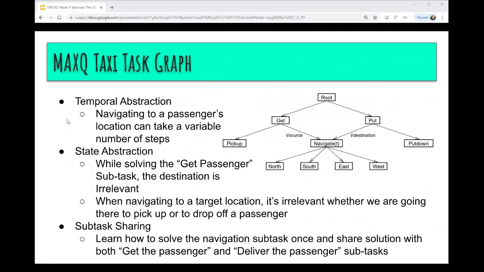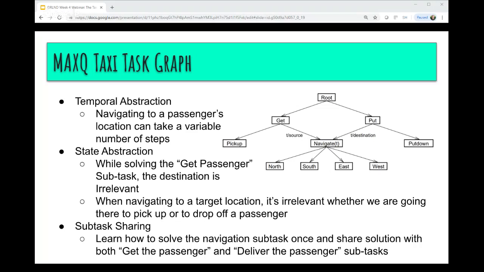these three different key ideas that they talk about as to why this algorithm works better than just the standard algorithm that we talked about earlier. One of these is an abstraction called temporal abstraction, and that is that navigating to a passenger's location can take a variable number of steps. So the navigate task you see there may be more than one primitive task. It could be a string of tasks, and sometimes it might be 1 or 2 steps, sometimes it might be 20 steps to accomplish that task.